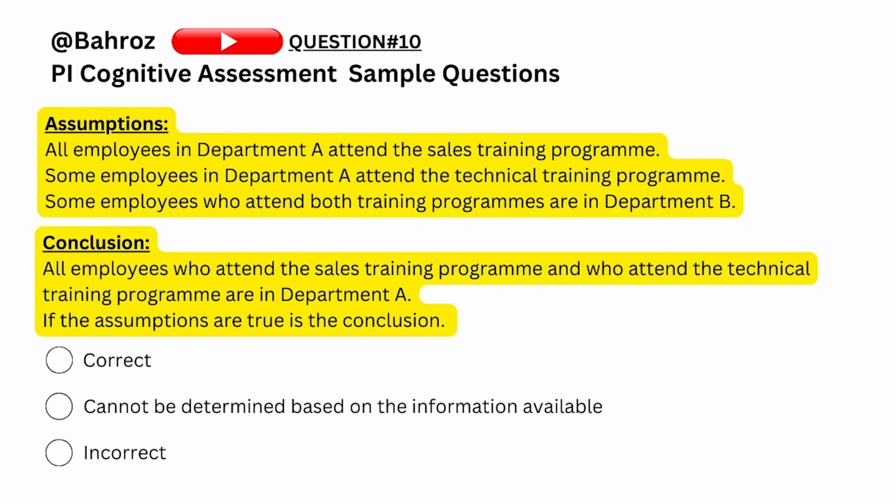Well, the conclusion here is incorrect. Since in the assumption, we are told that those who attend both programs are in Department B. The conclusion that all employees who attend both programs are in Department A is hence incorrect, because we are already told in the assumptions that those who attend both programs are already in Department B.